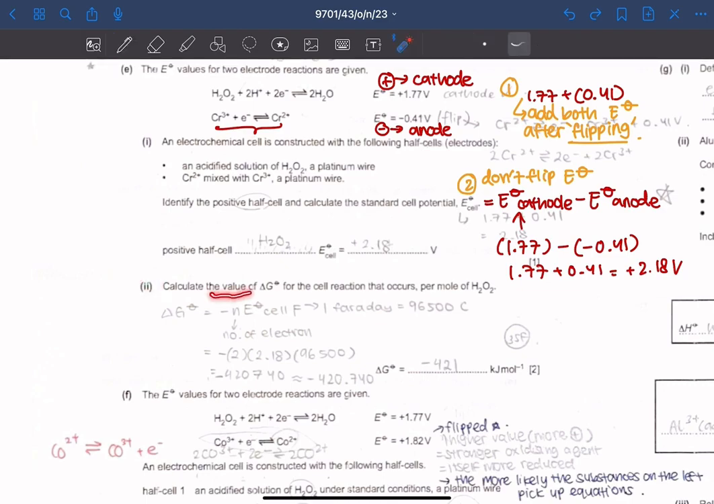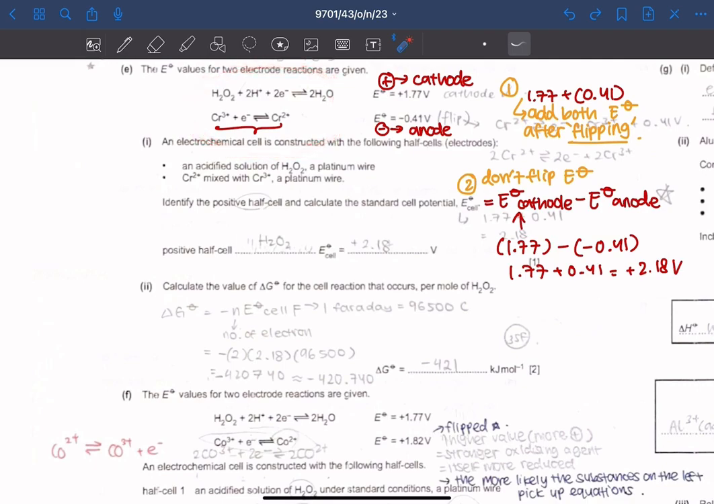Calculate the value of G, or Gibbs free energy, for the cell reaction that occurs per mole of H2O2. So for the formula of Gibbs free energy, there are actually two formulas. One of them is this one, where the Gibbs free energy is equal to negative N times E naught of the cell times F. F is Faraday, and 1 Faraday is equal to 96500 coulombs. And then N in this equation represents the number of electrons present when we balance the two half cell equations in the beginning.